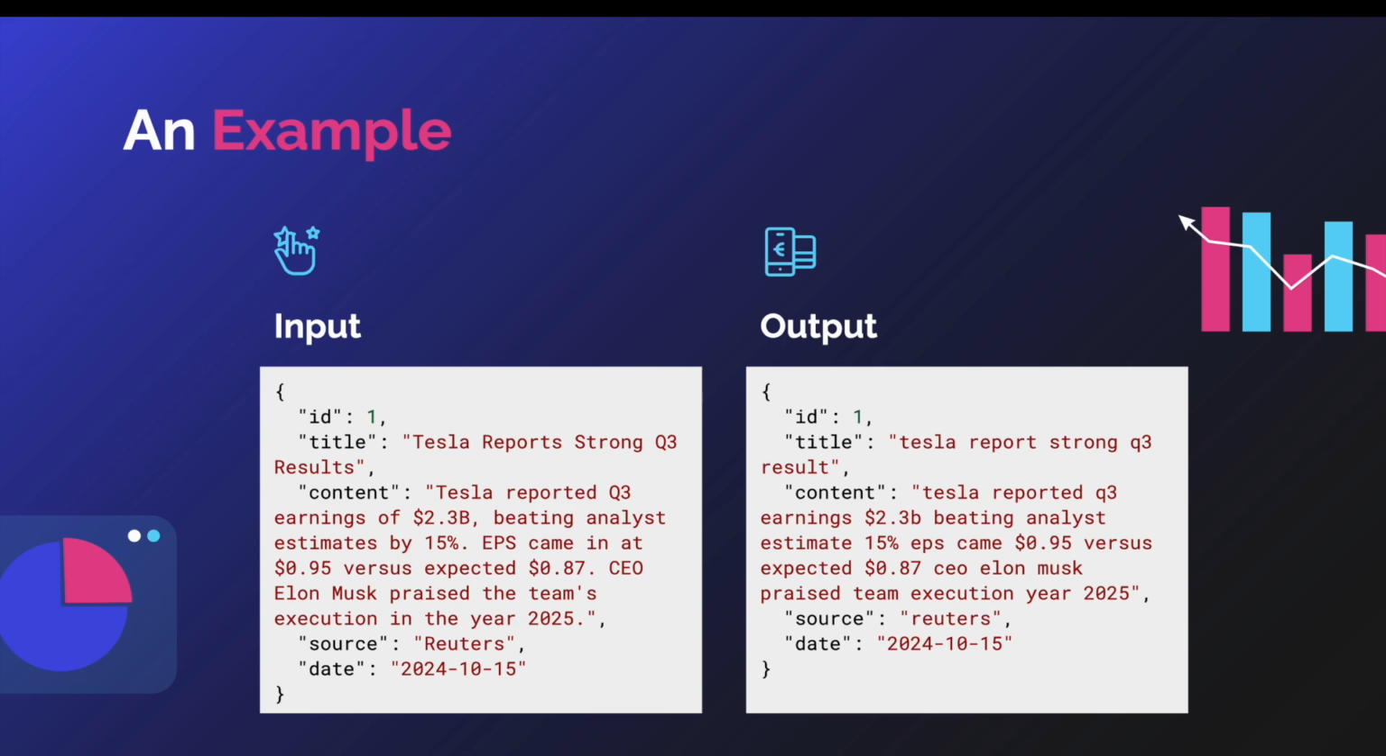So here is an example of what the input and the output to this function look like. The input is in the JSON format, and the text here is in all caps. We see a lot of punctuation, a lot of numbers, a lot of stop words. The output is also in the JSON format, but all the text is now in lowercase, and stop words have been removed, for example, the word "off". But all the numerical information, percentages, and all of the years, and important information like CEO Elon Musk, are retained.